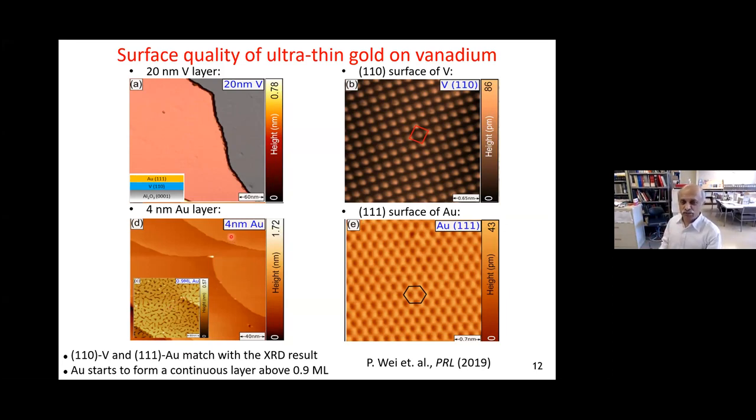When you have 4 nanometers of gold, you can see the nice atomic structure of the gold 111 on the surface. It shows a very well-ordered, very clean gold surface. At the same time, it's also 111, as you expect. So now we have a very nice gold layer on top of the vanadium. Vanadium is a superconductor with a TC of around 5 Kelvin.